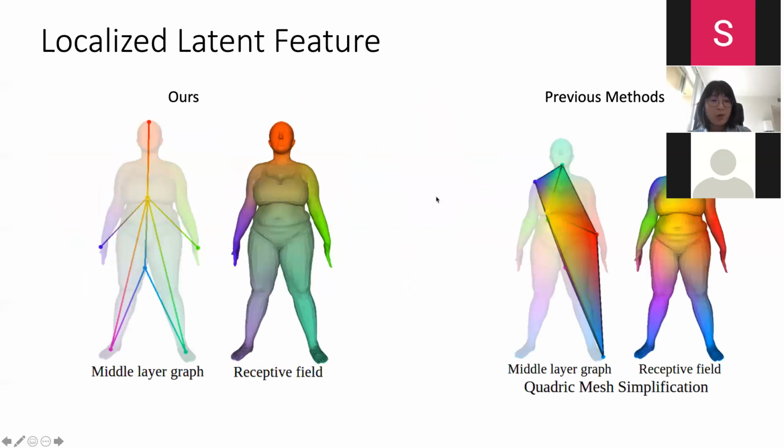One advantage of our method is that by defining our network in this way, it has a localized latent feature, which means here I visualize the receptive field of each latent vertex in the middle layer, and you can see that their influence on the human body smoothly propagates from the latent vertex. However, if you use a method like quadric mesh simplification, the vertices on the middle layer look like this, and they don't have this smoothly propagated feature.